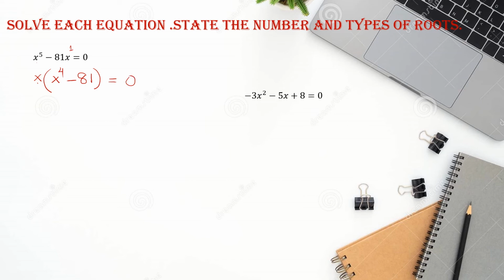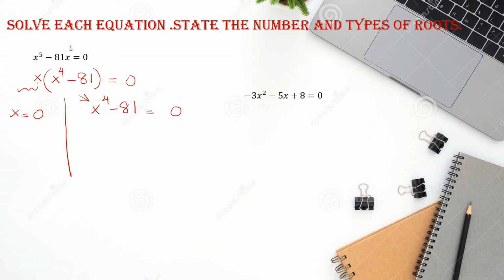So what have you seen? Now you have two things. One time you will write x equals 0, and the other time you will write x to the power 4 minus 81 equals 0. So the first root is x equals 0. What about the other one? For that one you have to solve.